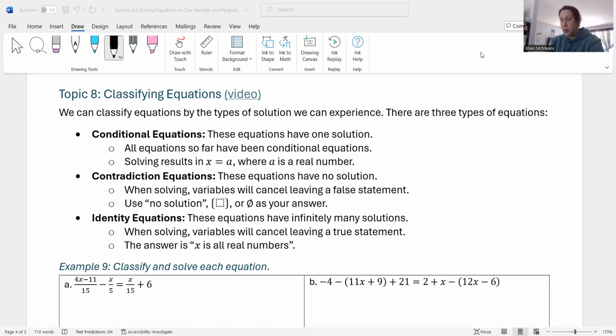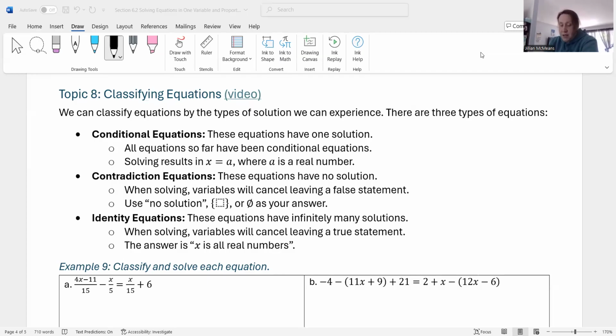Now, up until this point, every equation that we've solved had just a single solution, and that is the norm. I'm not saying it's always the case. It is the norm for a linear equation in one variable. So for linear equations in one variable, you typically get just one solution, okay? However, there are two exceptions to that rule, okay?